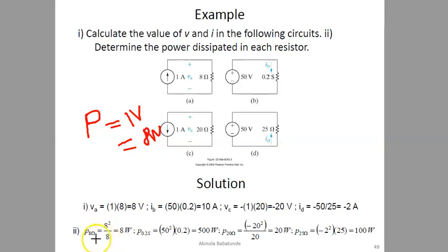Here they used power is equal to V squared over R. So our V is 8, our R is 8. So V squared is 8 squared over R. That still gave us 8 watts.